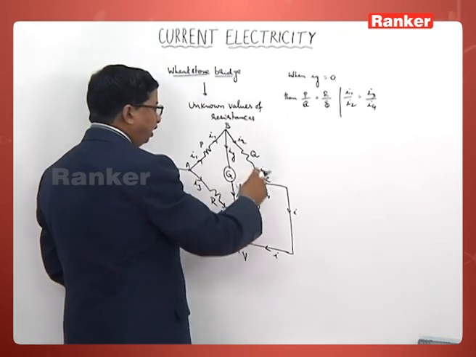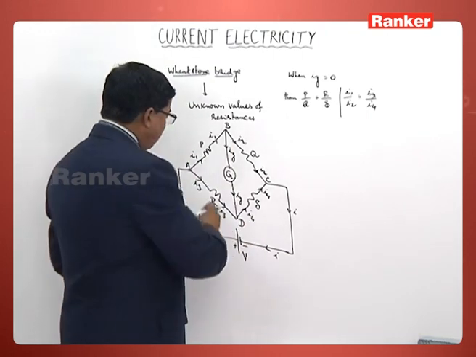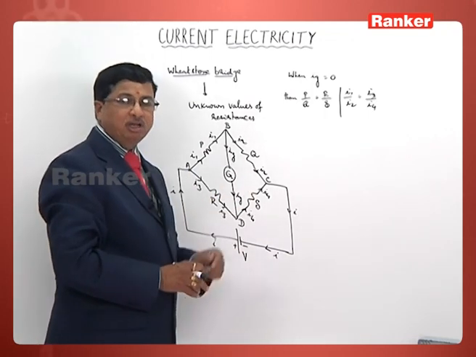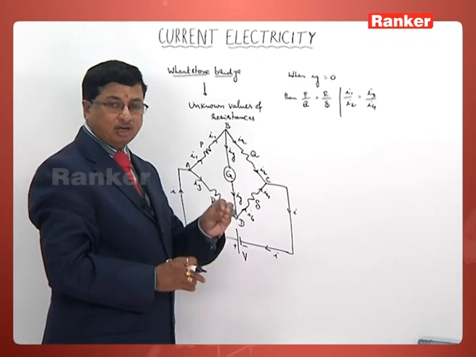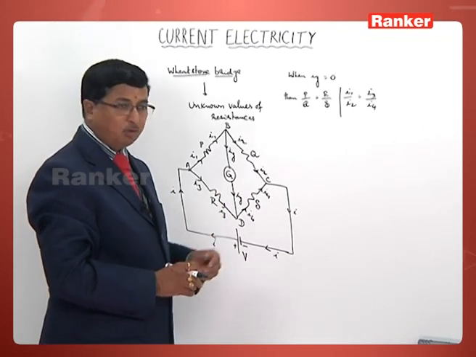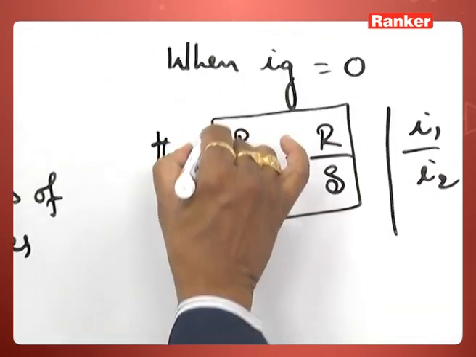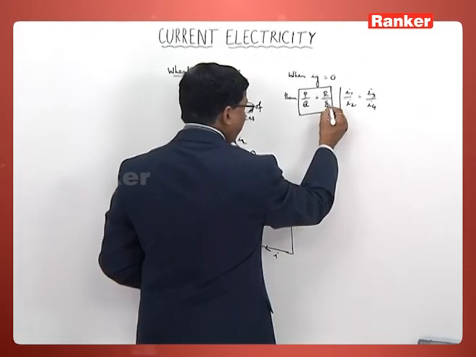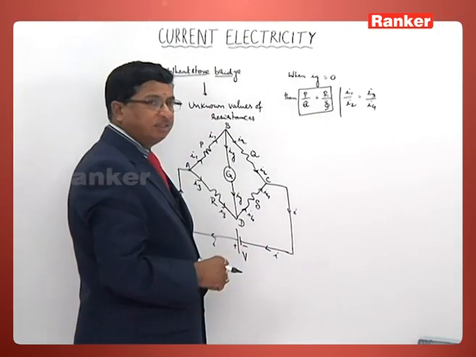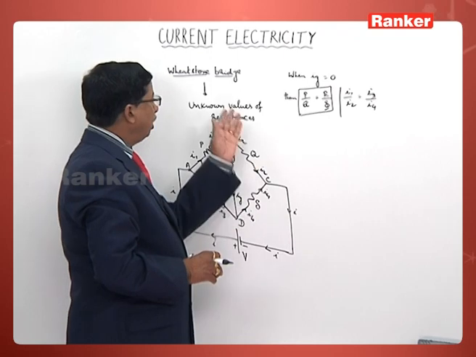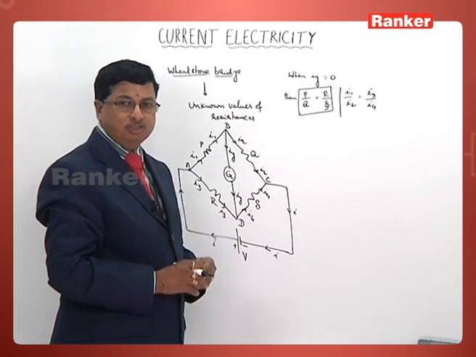In fact, I1 and I2 are going to be equal, I3 and I4 are going to be equal when the galvanometer current is 0, or current passing through the galvanometer is 0. So if you take this P by Q is equal to R by S as the balancing condition, from that the unknown resistance S now can be determined. That is the advantage of constructing a Wheatstone bridge in general.